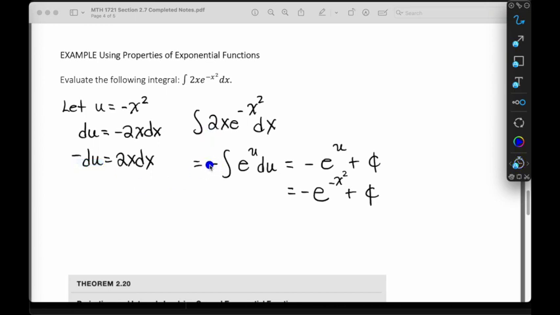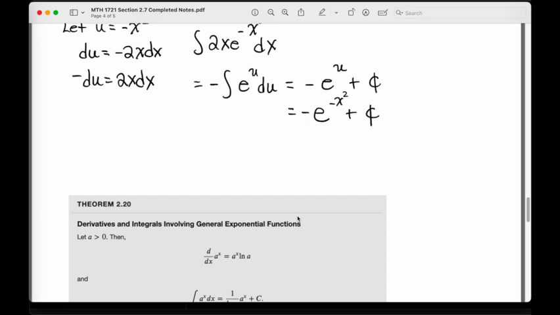So I have this negative I can pull out in front. The 2x dx gets replaced with the du. And I have e to the u here. That gives me a negative e to the u because I have this negative here, plus my constant. And then because the question asked me to integrate with respect to x, I need to make sure that I finish writing my final answer in terms of x. So then I'm going to go back and resubstitute for u. And I said u is negative x squared. So this will be my final answer.